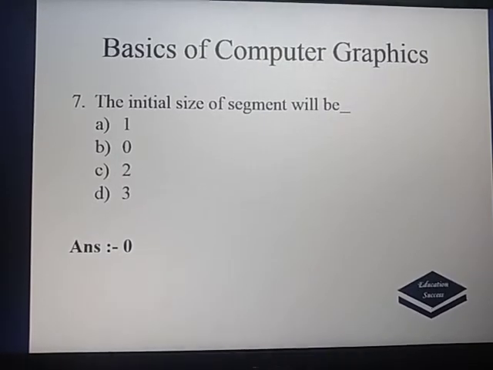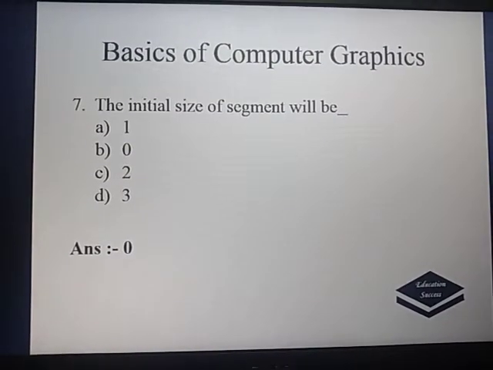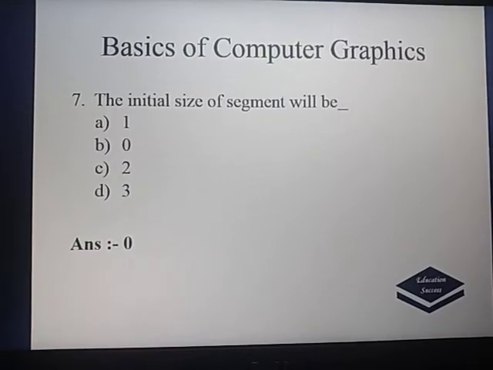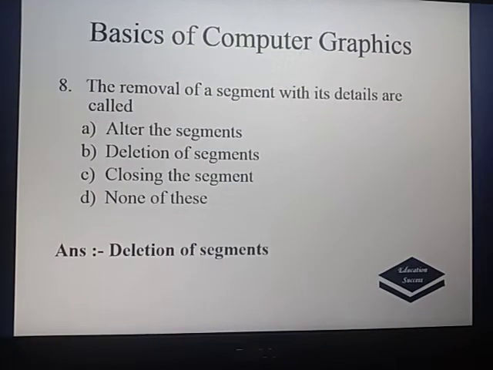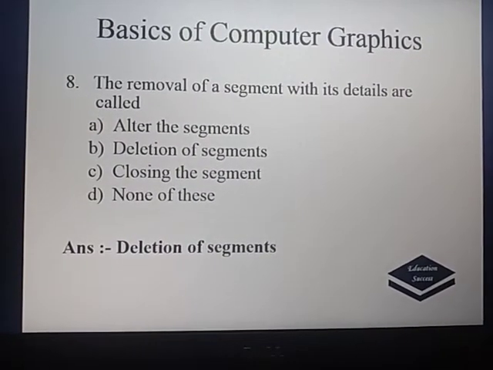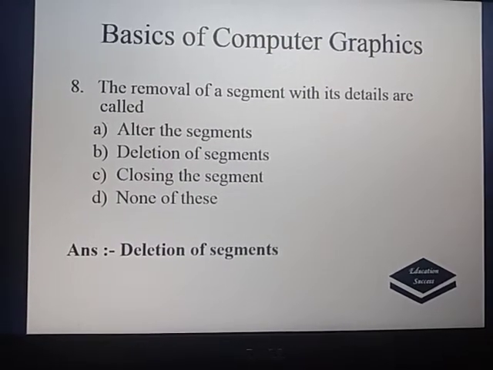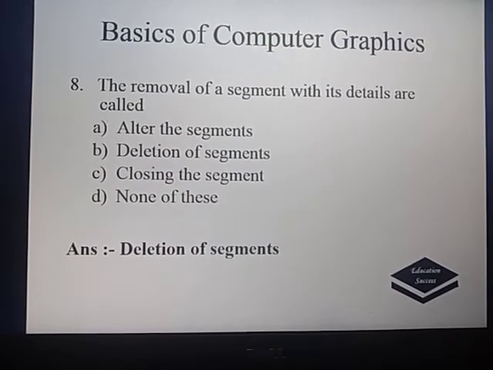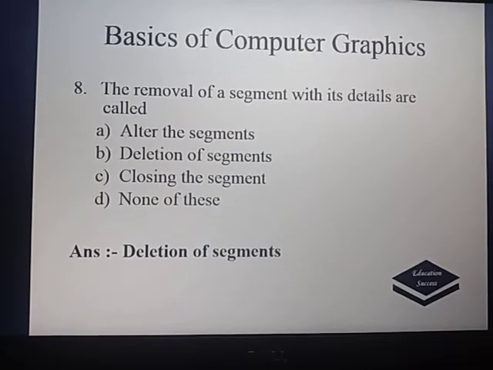The initial size of a segment will be: 1, 0, 2, 3. Correct answer is 0. The initial size of a segment will be 0. The removal of a segment with its details is called: alter the segment, deletion of segment, closing the segment, none of these. Correct answer is deletion of segment.